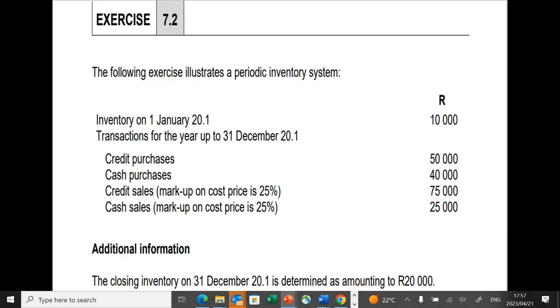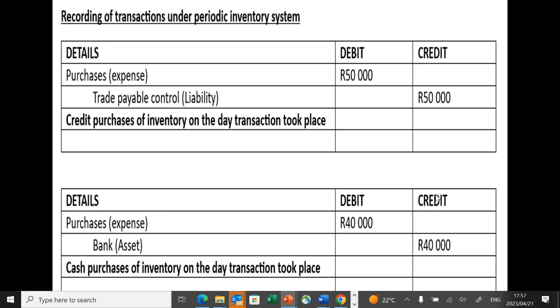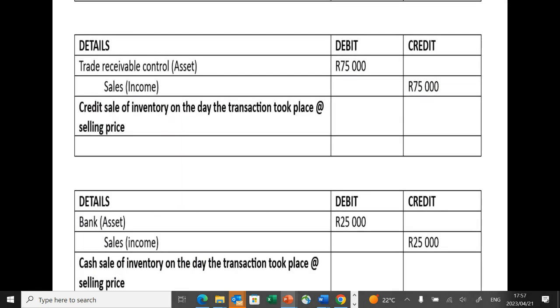Then under periodic inventory, we also made credit sales of 75,000. So let's record that sale. We've made a sale on credit, so we need to debit our debtors, our trade receivable control, because it's an asset. Asset increases on the debit side. We write that 75,000. What are we going to credit? We're going to credit our sales income.